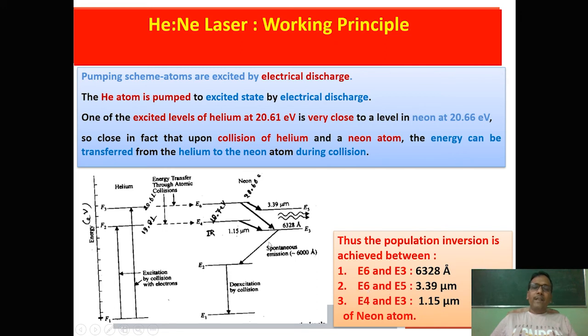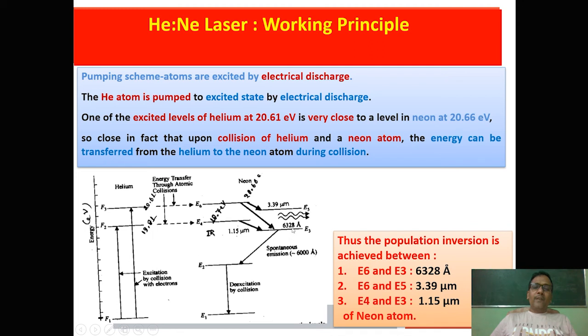Second, between E6 and E5, this is E6 and E5, we get another laser that is 3.39 micrometer. This is in the far IR range. And between E4 and E3, we get another laser in the wavelength range 1.15 micrometer. This is in the IR range.